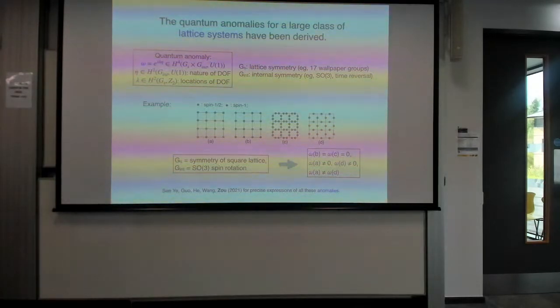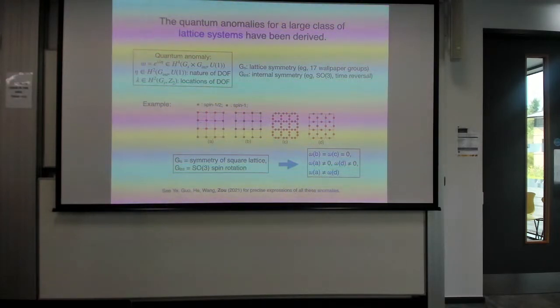So it's the entire lattice symmetry that you take into account: reflection, translation, everything. And what about time reversal? Yeah, it's also included. It's part of the internal symmetry. I put something also in internal symmetry.